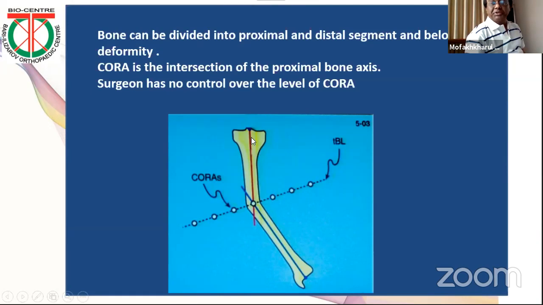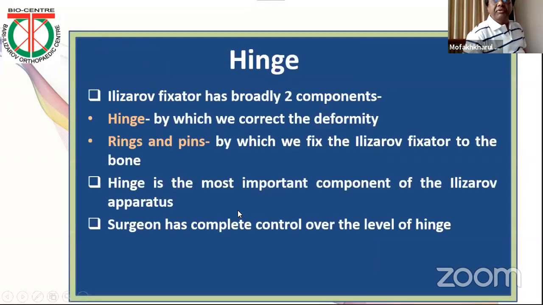This is the true apex. You have drawn a line. This is the angle magnitude. You should be correct. This is the bisector line, the tibial bisector line. This is the true apex of the deformity, or center of rotation of angulation.